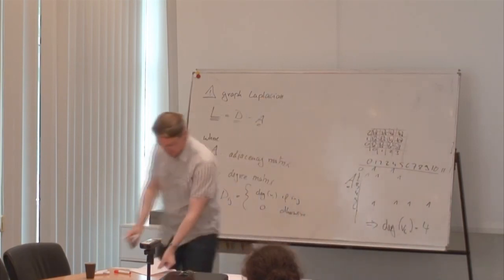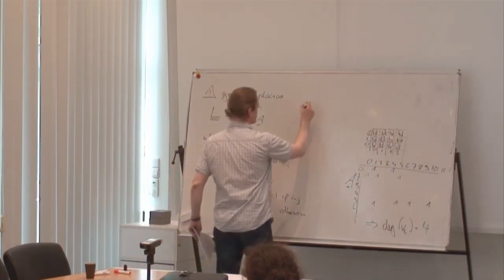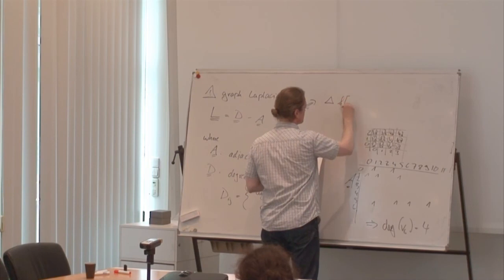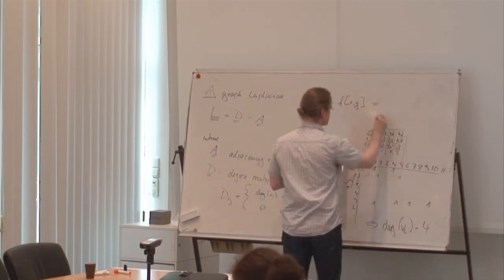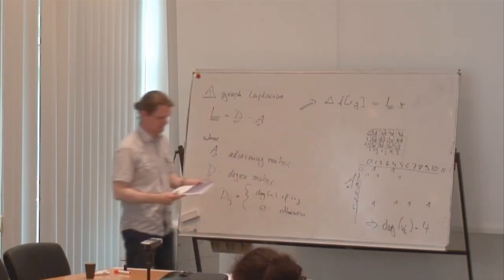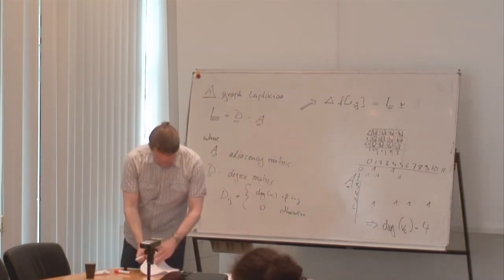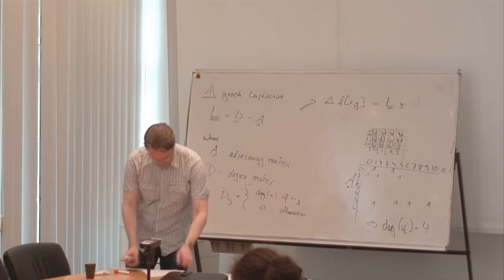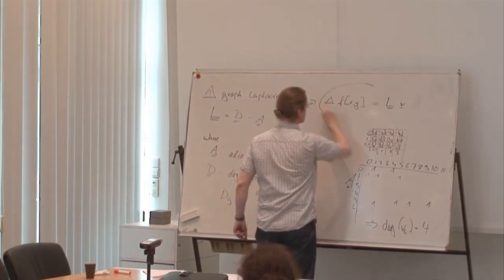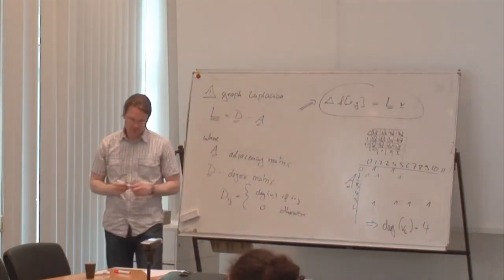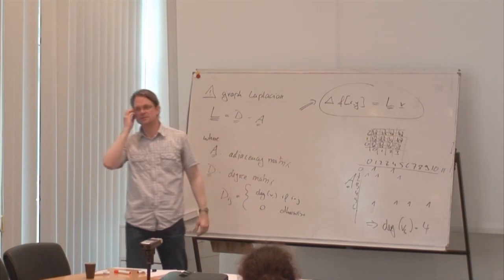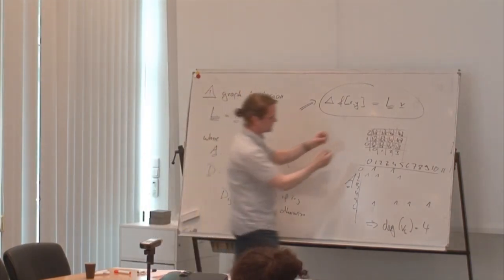So what I'm trying to hit home is the following, that the Laplace operator applied to a function f of x and y is exactly the same as this matrix L applied to this vertex label vector. And to wrap it all up, and for the sake of time, I am not writing it down, but just saying it. We arrived at this point by looking at discrete functions defined on sort of equally spaced grids.